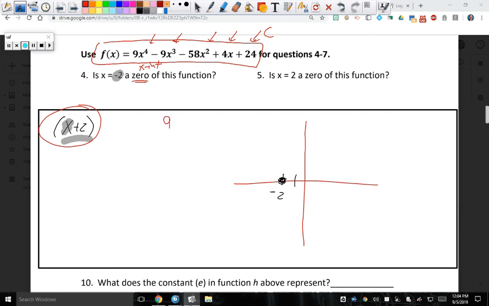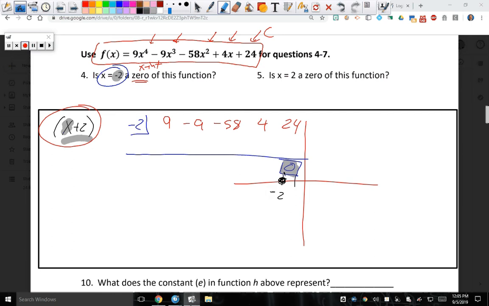So we have 9, -9, -58. We have +4, and we have a +24. Let's say I didn't have this. What would I put instead of 4? 0. Good. All right, so we're going to check to see if this, x equals -2, is a factor of all of that. If it's a 0. Okay, my goal is to get 0 right here. If I do, then x is equal to -2 is a factor with no remainder.